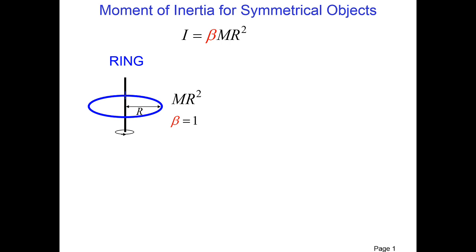This should sort of make sense. All of the mass is at a radius r from the center, so the moment of inertia is the same as for a single particle with mass m and radius r. The beta parameter here is 1 because the moment of inertia is 1 times mr squared.